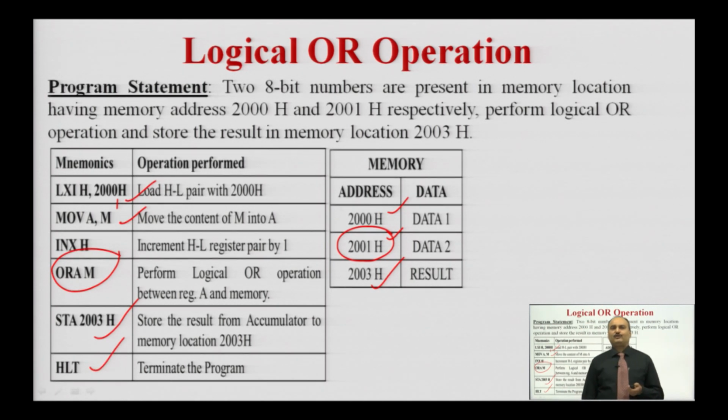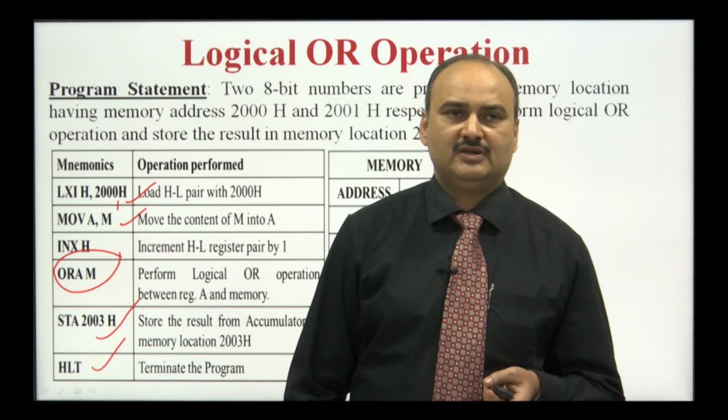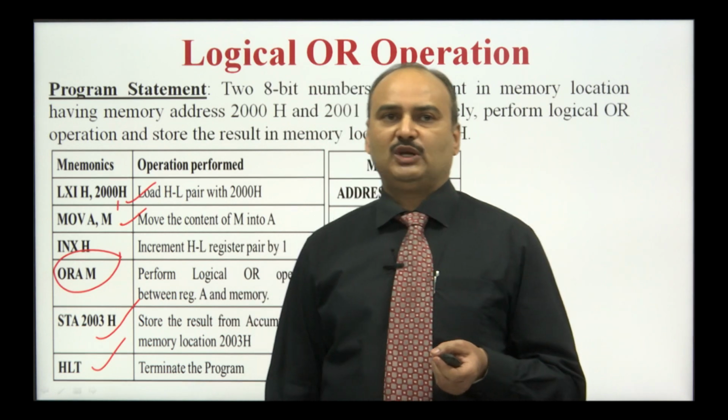So, this way we will perform the logical OR operation between the two 8-bit numbers present in memory locations 2000H and 2001H, and finally, after the execution of the logical OR operation, we need to store the result in the 2003H memory location. So, this is the program we have discussed to perform the logical OR operation.